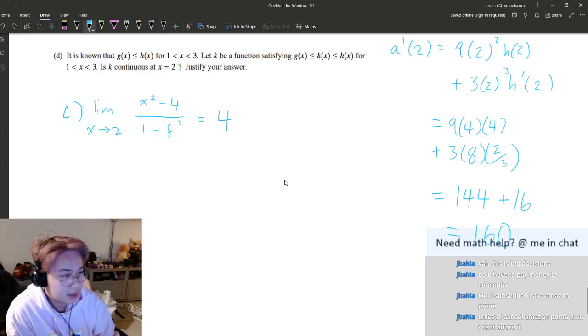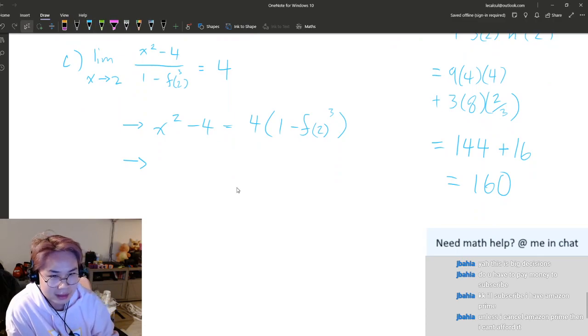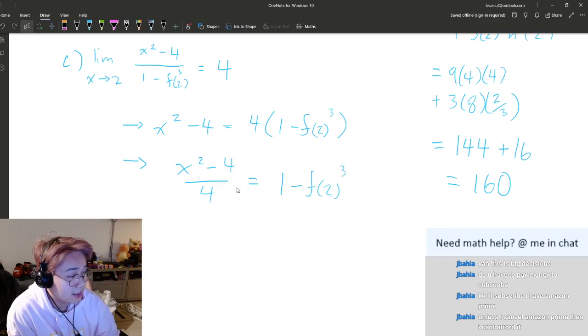But okay, let's do some solving then for f. You know what? I'm going to put 2 in here. So this implies x minus 4 is equal to 4 times 1 minus f of 2. This thing is cubed. And then we try to solve for f. This is an unusual question. I don't think I've ever seen something like this before. So divide by 4. This is 1. And I'm curious what the answer key is going to say.